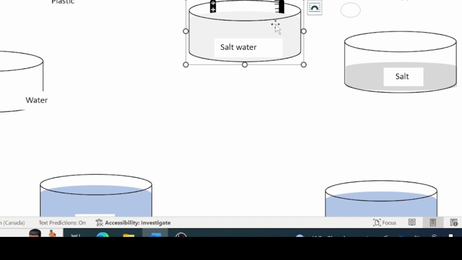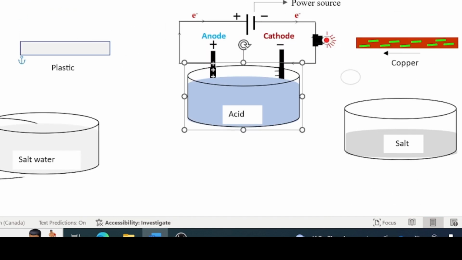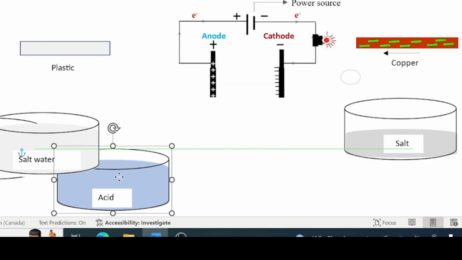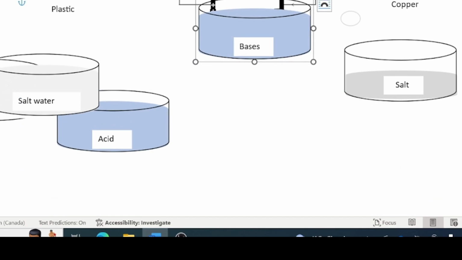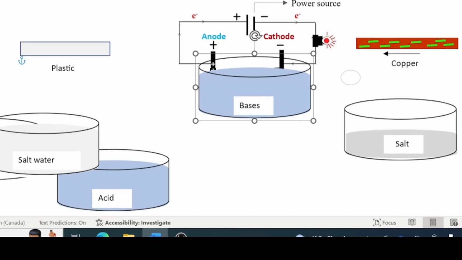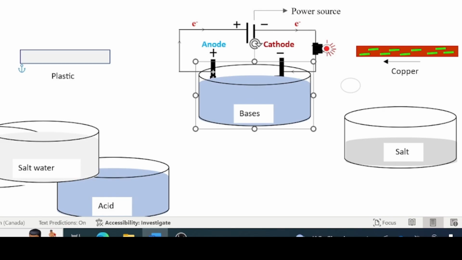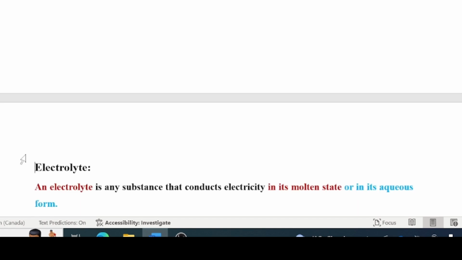Let me do that too. If I put solutions of acids and bases there too, same thing, they do conduct electricity, like salt solutions. Bases go there, they also conduct electricity like aqueous solutions of other ionic compounds. So let us see how aqueous solutions of ionic compounds conduct electricity. Then we talk about conductivity in acids and bases. So this is the definition for an electrolyte. We've spoken to that already.